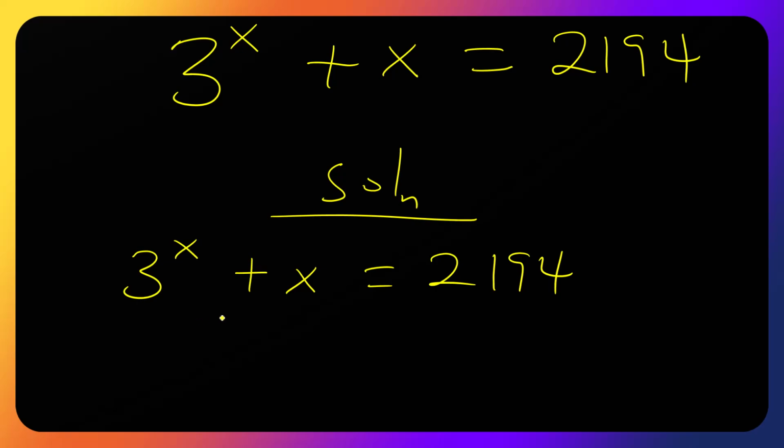Okay, now by observation, we can detect that 3 to the power 7 plus 7 will give us this. But how do we solve for the value 7, or the answer 7? Now, what we are going to do is to send the x to the right hand side. That will make it 3 to the power x equals 2194 minus x.